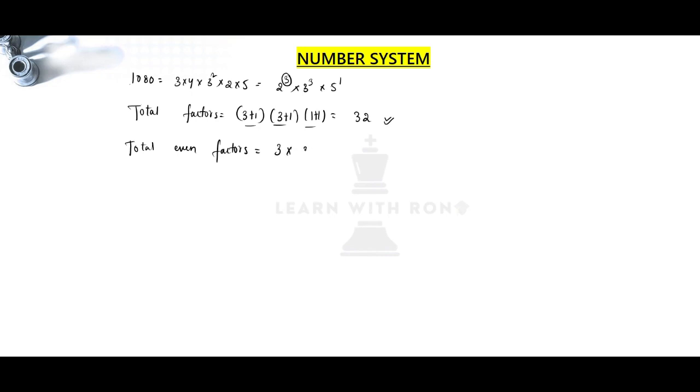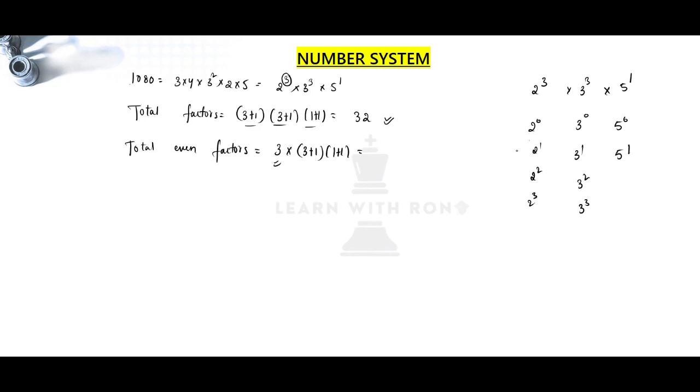So 3 multiplied with (3 plus 1), (1 plus 1). Or else I'll show why we should write 3 only. See, we have 2 cube multiplied with 3 cube multiplied with 5 to the power of 1, right? Factors of 2 cube: 2 power 0, 2 power 1, 2 square, 2 cube. 3 power 3 factors: 3 power 0, 3 power 1, 3 square, 3 cube. 5 power 1 factors: 5 power 0, 5 power 1.